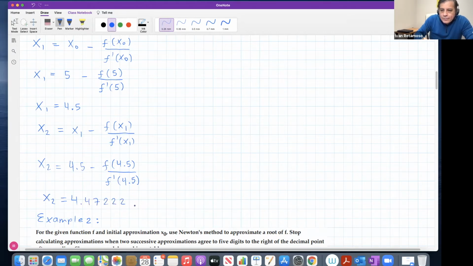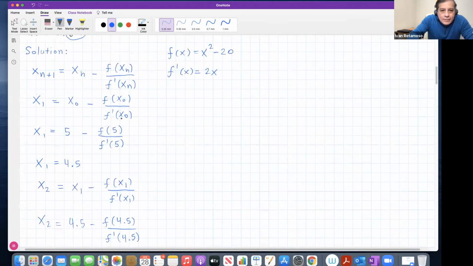4.47222, right? To 6 decimal places. So you got a sense of this method, guys, then?